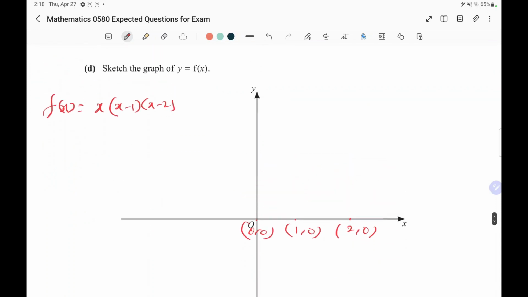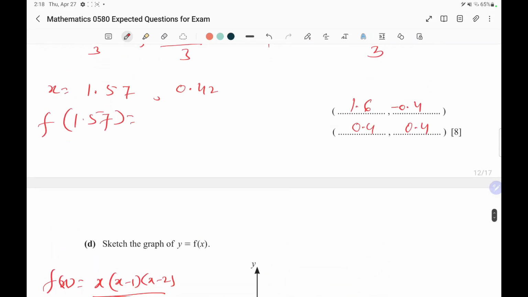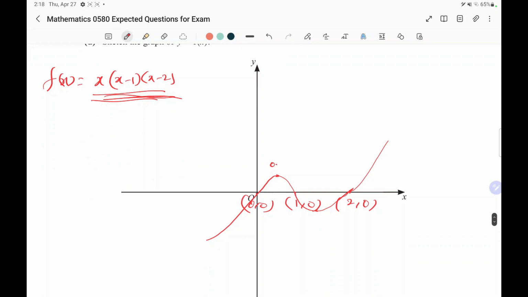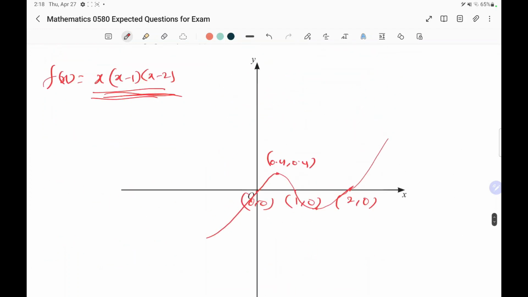When you put any value greater than 2, your graph will go up. If you take any value between 0 and 1, then the graph will be down like that. Then again here it is up and here it is down. This is one turning point, this is the other turning point. You can show these turning points too: 0.4 and 1.6, minus 0.4.